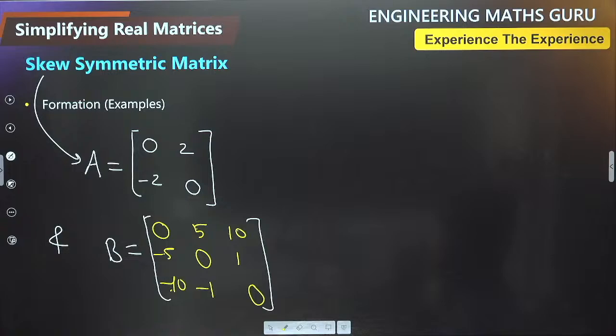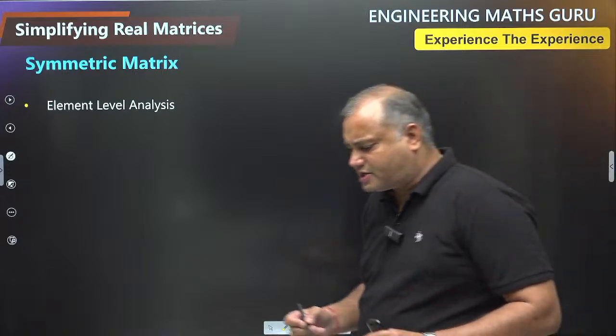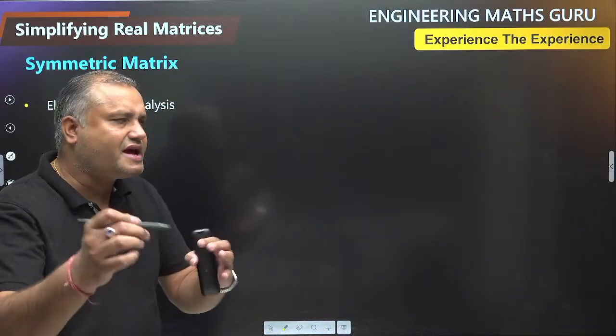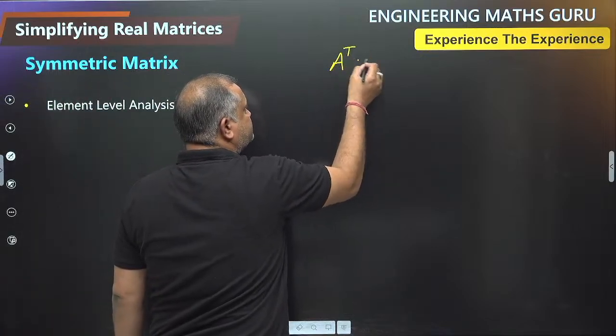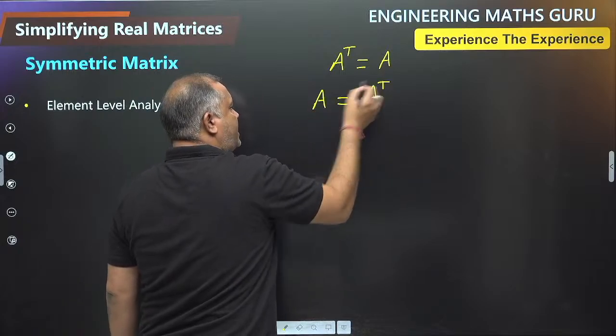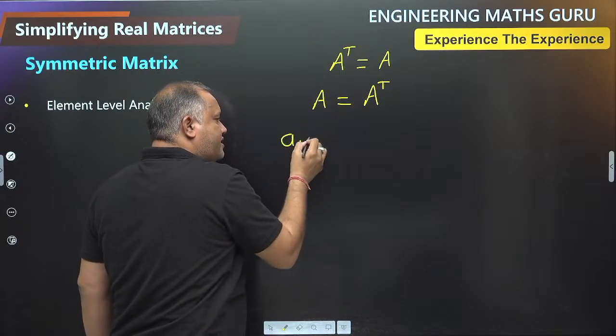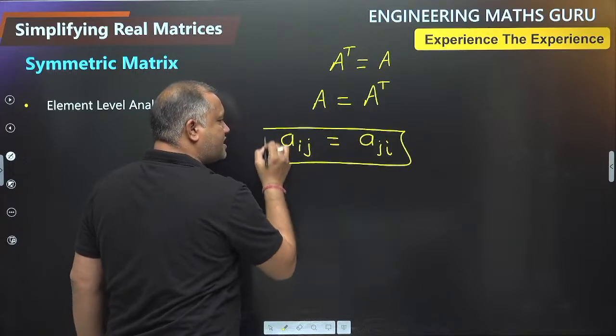So let's proceed, students. Now the element level analysis of symmetric matrix. When we talk about symmetric matrix, what is the elemental condition? For symmetric matrix, A transpose equal to A. We can also write this as A equal to A transpose, and A can be replaced by Aij, and A transpose is nothing but Aji. So students, this is the elemental condition.